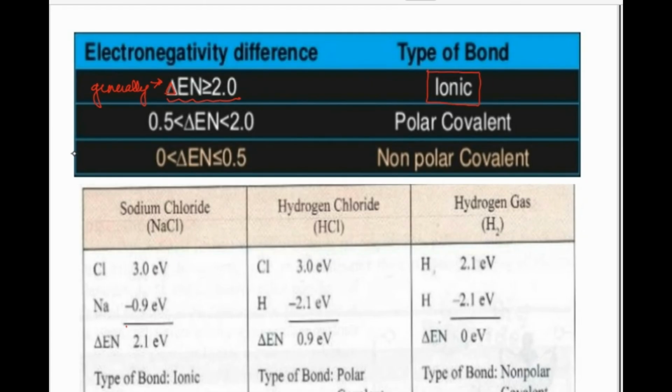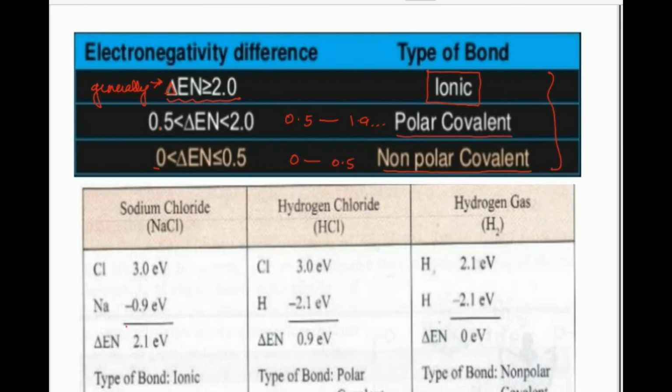Okay. If the difference is between 0.5 and less than 2, let's say 1.9 something, less than 2, then it is going to be polar. And if it is ranging between 0 and 0.5, we call the substance non-polar. I hope I'm clear. So this is what I make my students understand.